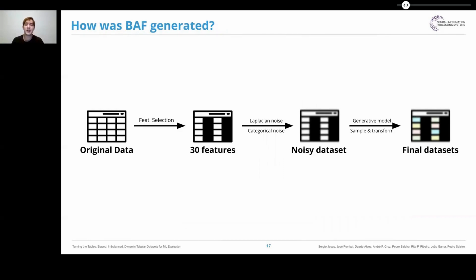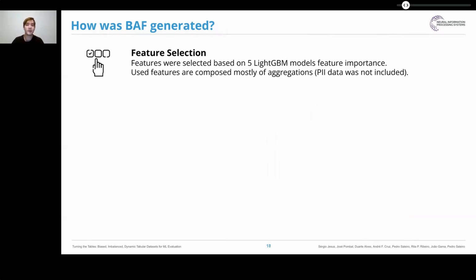We generated the datasets by selecting features from the original data, adding some noise, and then passing the resulting dataset through a generative model. The feature selection was based on 5 LightGBM models. From these, we selected the top 30 features and we handpicked some of them. We used features that are composed of aggregations, so PII data was not included in the final product.